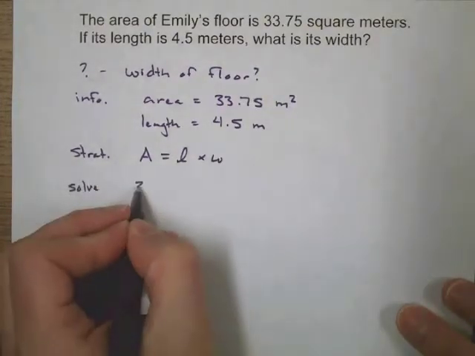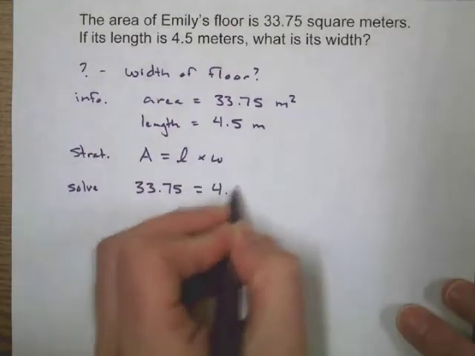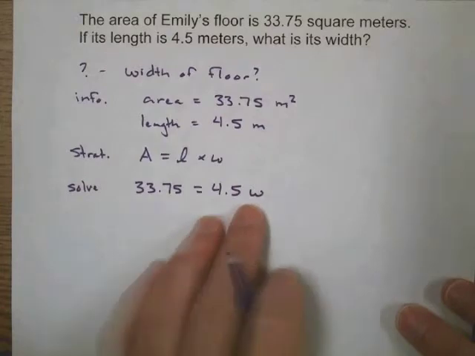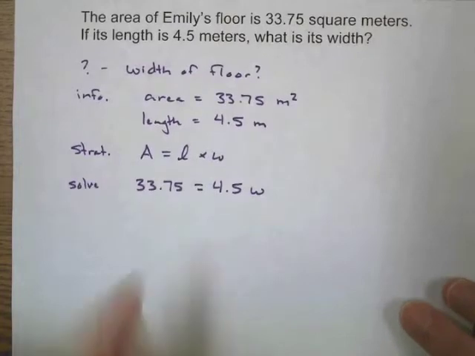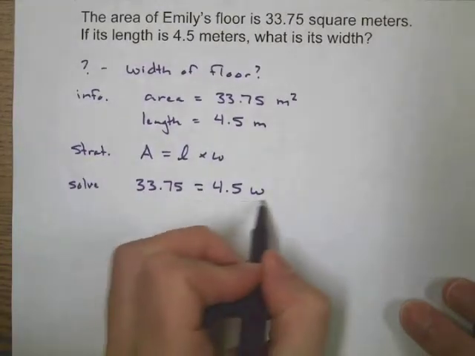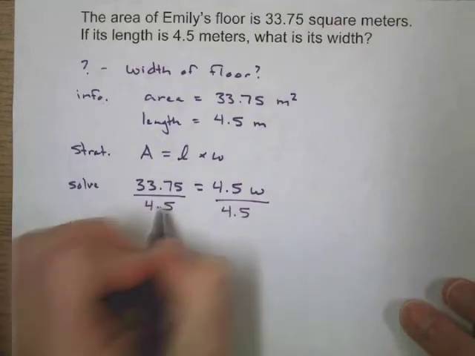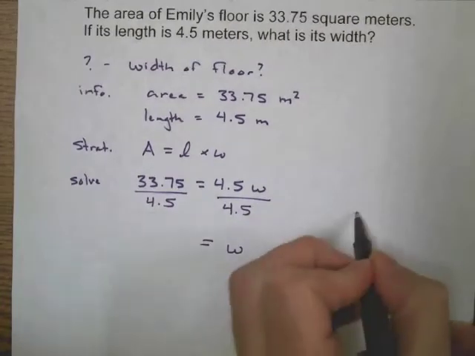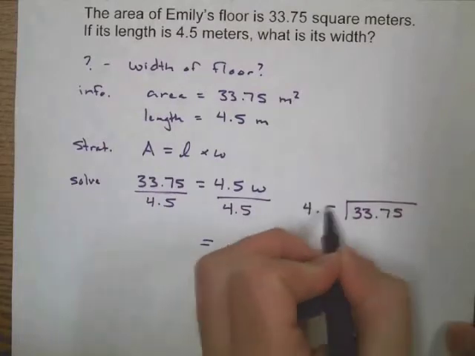So I know the area is 33 and 7/500 square meters, and I know the length is 4 and 5/10 meters. What I don't know, and what I want to know, is the width, and I'll use W for that. So now I have a multiplication problem: 4 and 5/10 times W equals 33 and 7/500. I want to get W by itself, so I'm going to divide both sides by 4 and 5/10. That'll leave me W by itself, but I need to do a little bit more work here. So I'm going to set this up, 33 and 7/500 divided by 4 and 5/10.